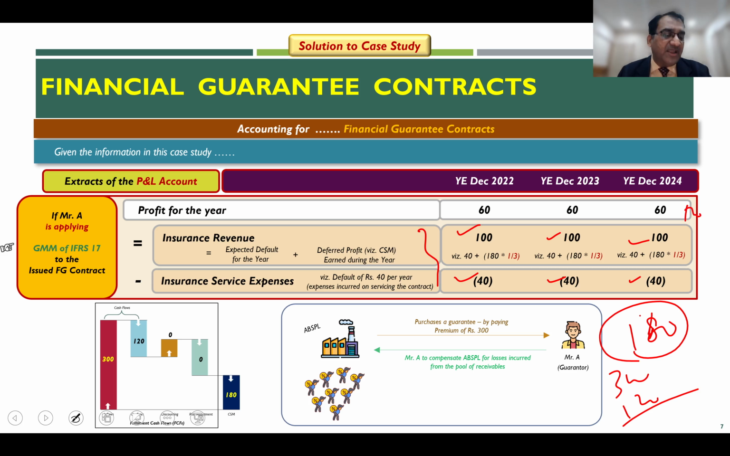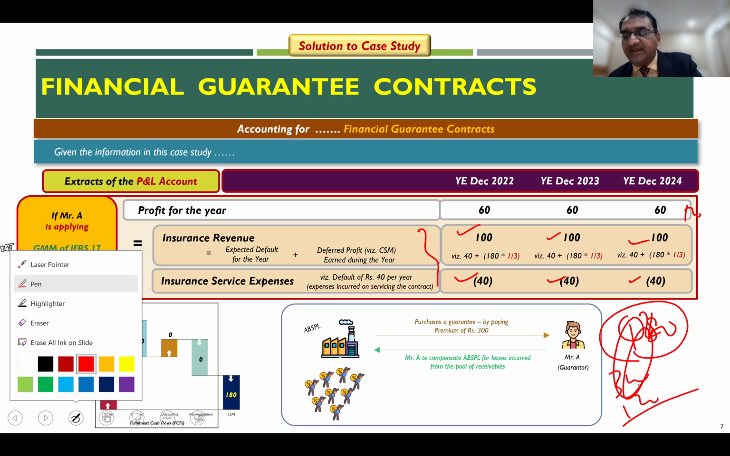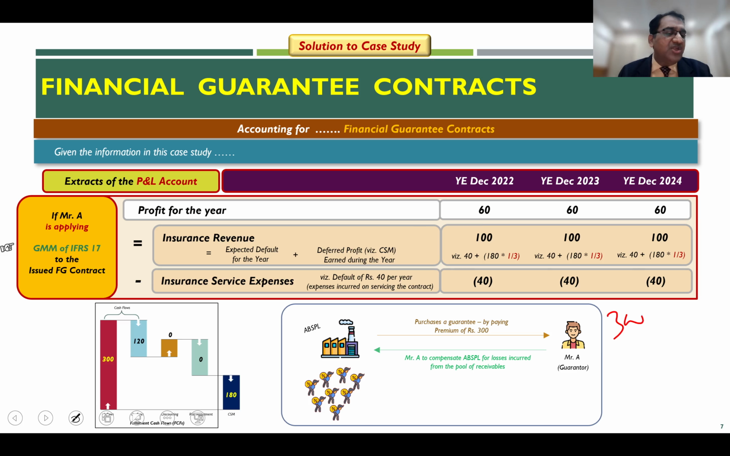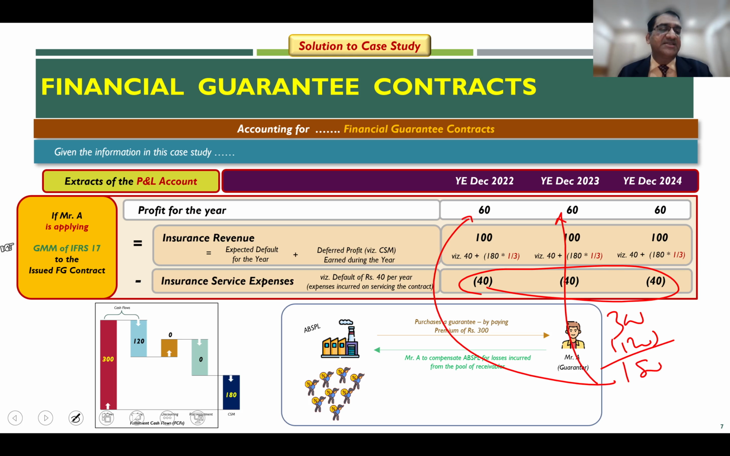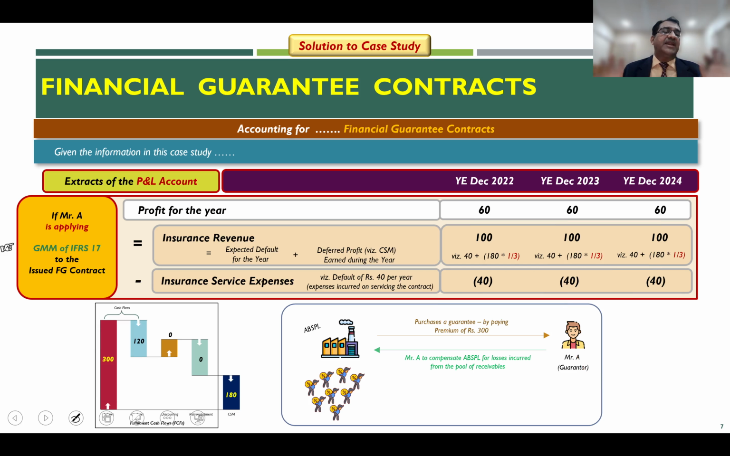This is not 180, it is 120, right? Sorry, let me rephrase it. What we are saying is, 300 is your total fee and 40 into 3, 120, is your expense. So your profit is 180, which is divided into 3 parts, 60, 60, 60. So that's how your income statement will be. Simplistically, your income statement is equally apportioned at 60 rupees.